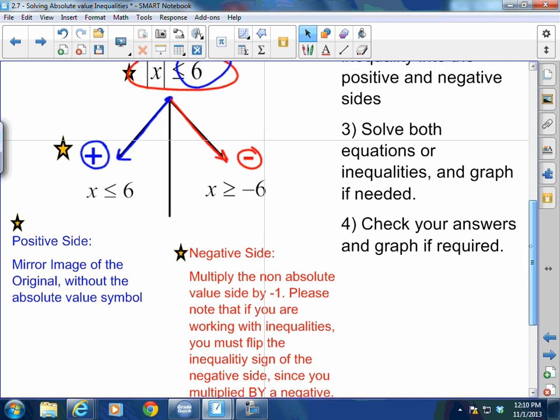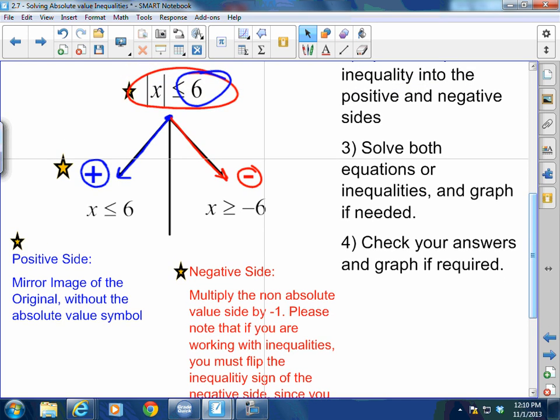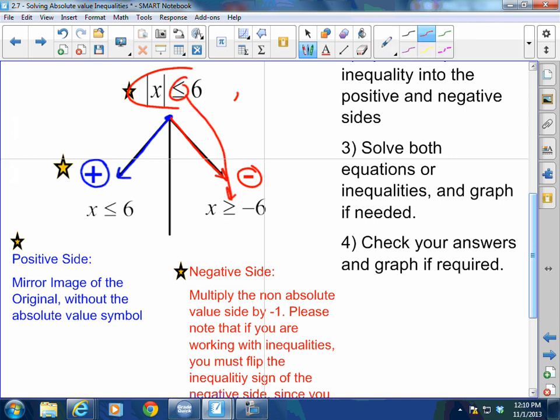So look at what happened here. I multiplied this 6 by a negative, and I went from being less than to greater than. Why? Because it's my negative side. Does that make sense, guys? Yes? No? Maybe? Kind of? Sort of? All right, awesome.